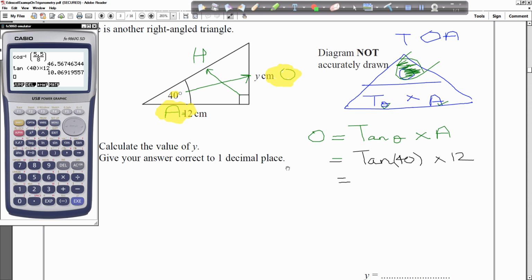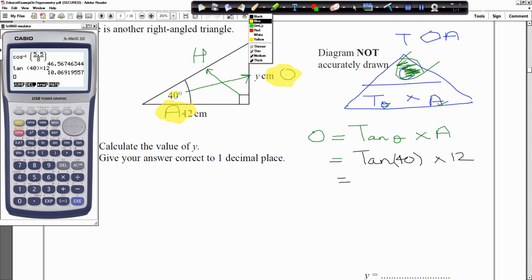Okay, right, let's write that answer down. The calculator is giving me something like 10.0691 and so on. And we've been told to give it to how many decimal places? 1. So for 1 decimal place, we look at the 6 because it's 5 or more. We add 1 to this one. So the final answer will be 10.1.